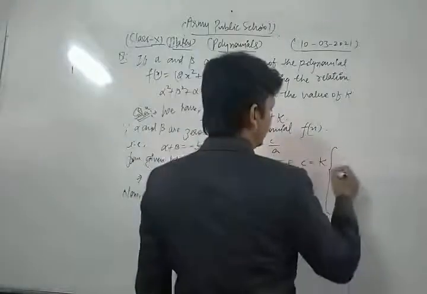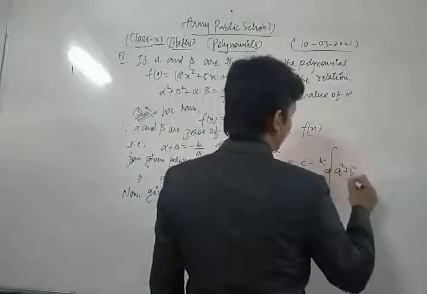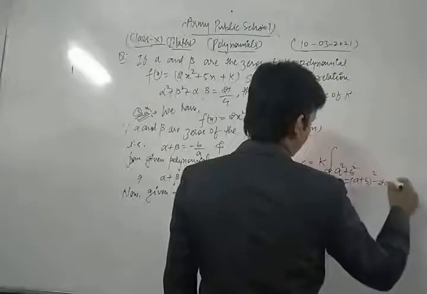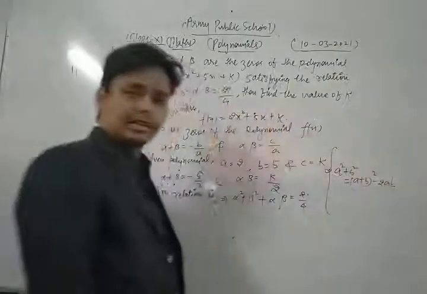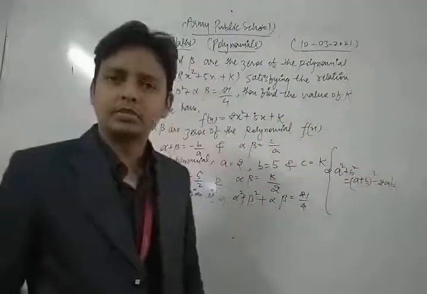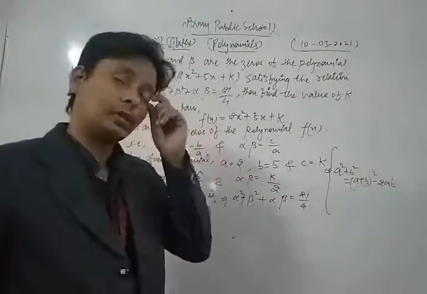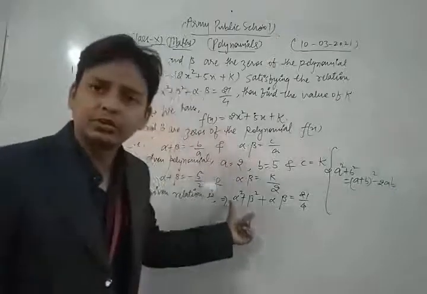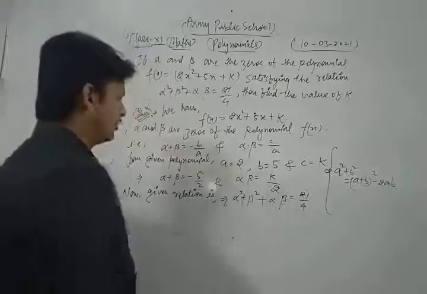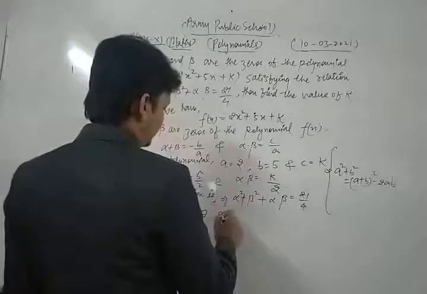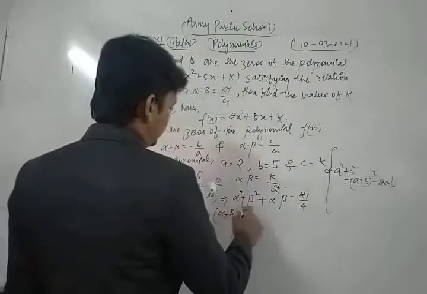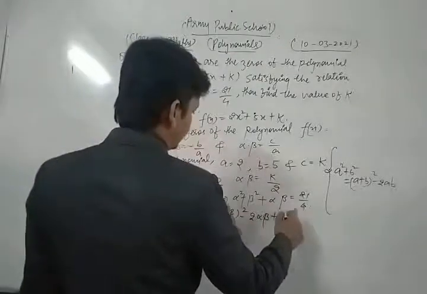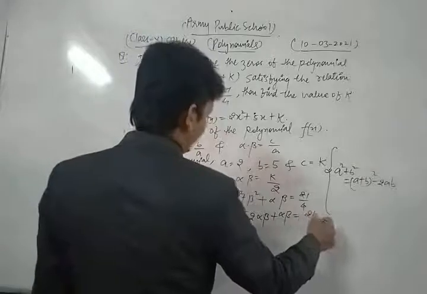We know that the value of a square plus b square is a plus b whole square minus 2ab. The same identity we apply to this question. So we write alpha square plus beta square as alpha plus beta whole square minus 2 alpha into beta, and plus alpha beta written as it is, and it is equal to 21 upon 4.